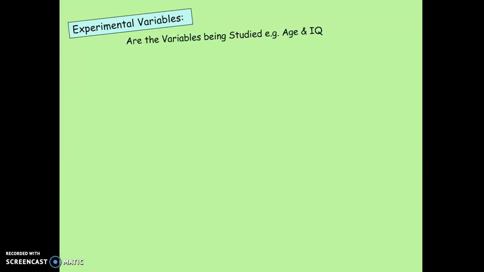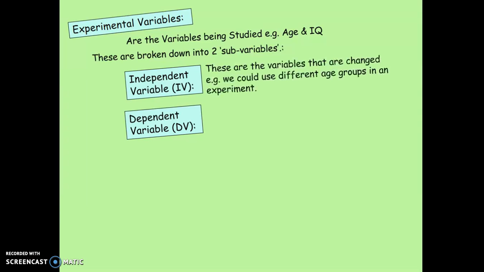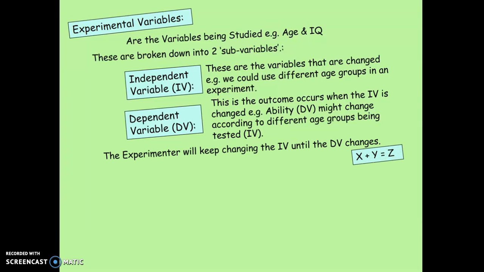Experimental variables are the variables being studied, e.g., age and IQ. These are broken down into two sub-variables, independent variable and dependent variable. The independent variable is the variable that is changed, e.g., we could use different age groups in an experiment. The dependent variable is the outcome that occurs when the independent variable is changed, e.g., ability, the dependent variable, might change according to the different age groups being tested, which is the independent variable. The experimenter will keep changing the independent variable until the dependent variable changes.